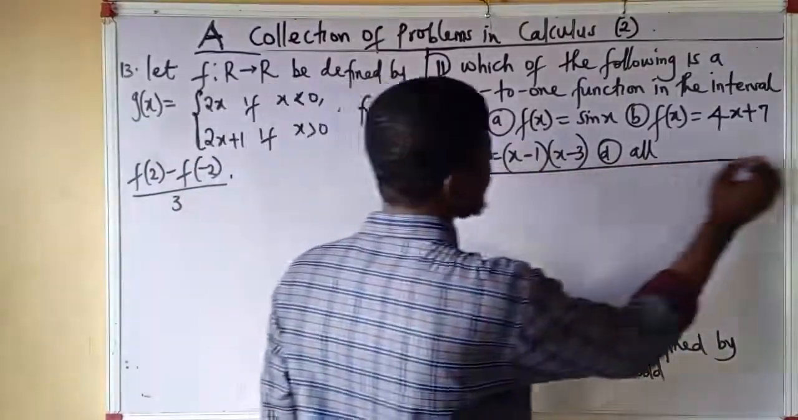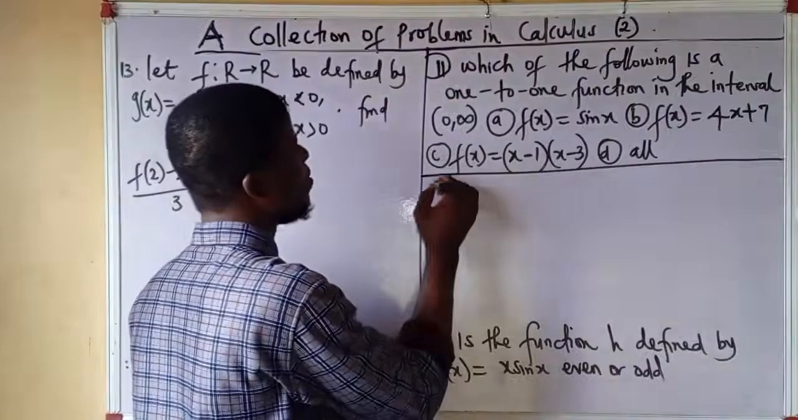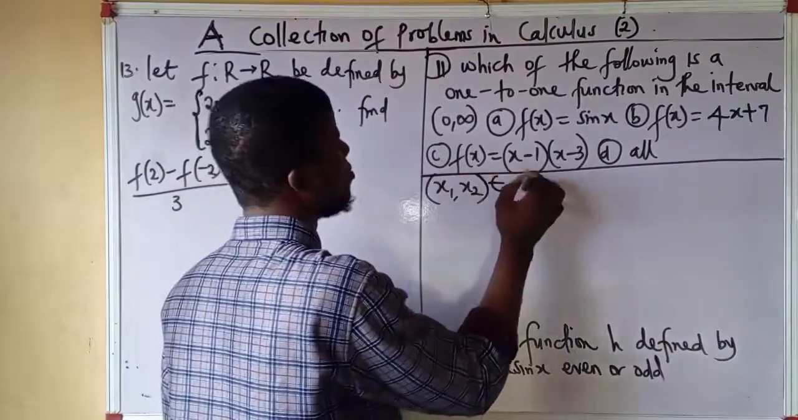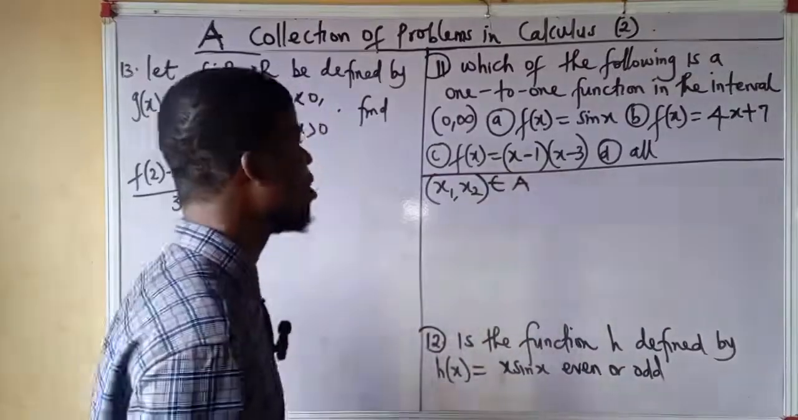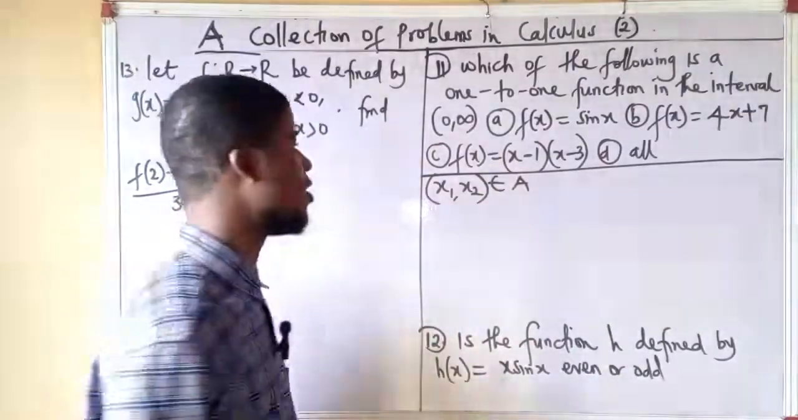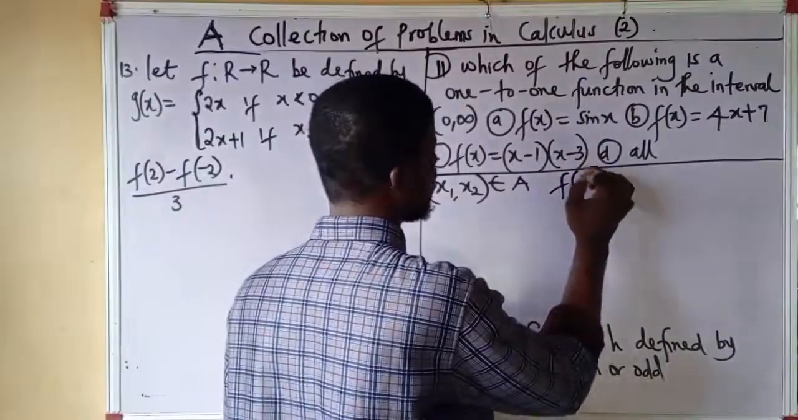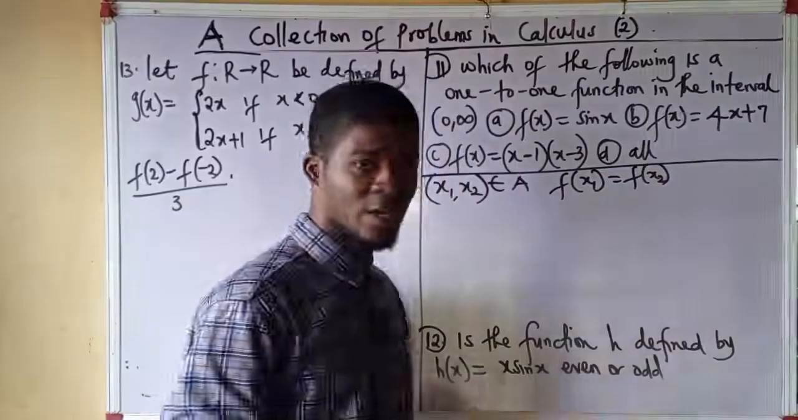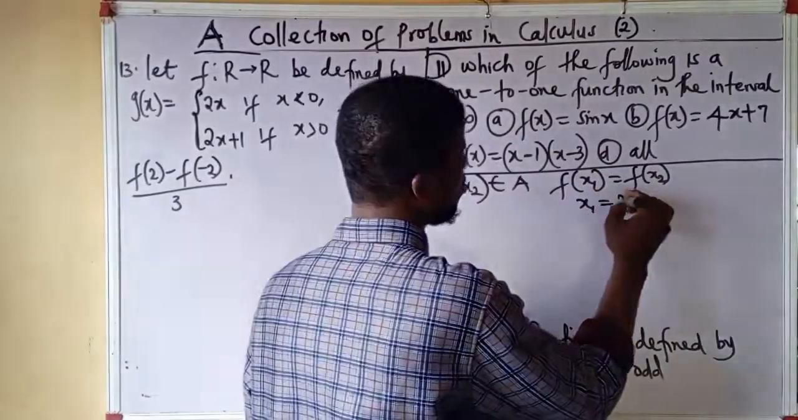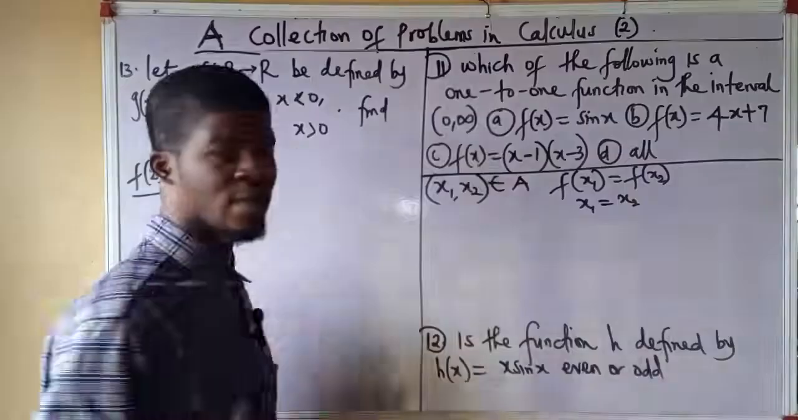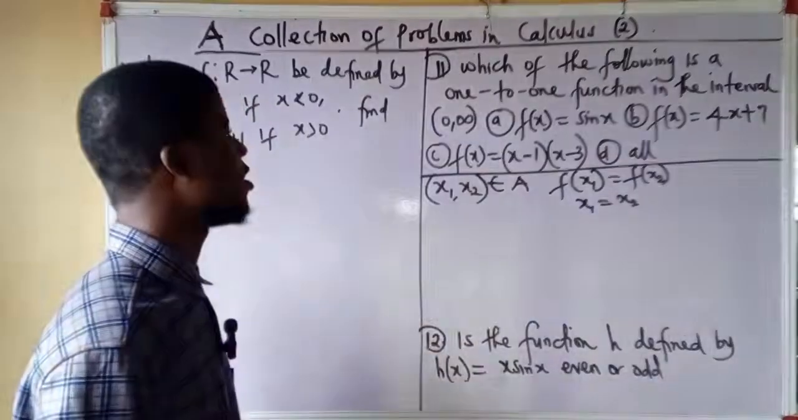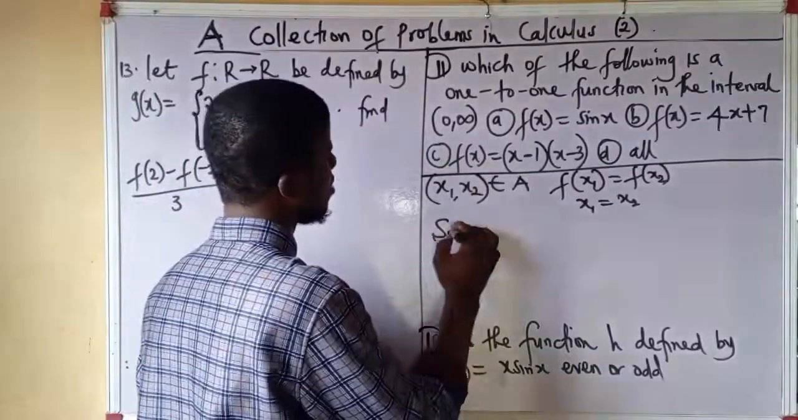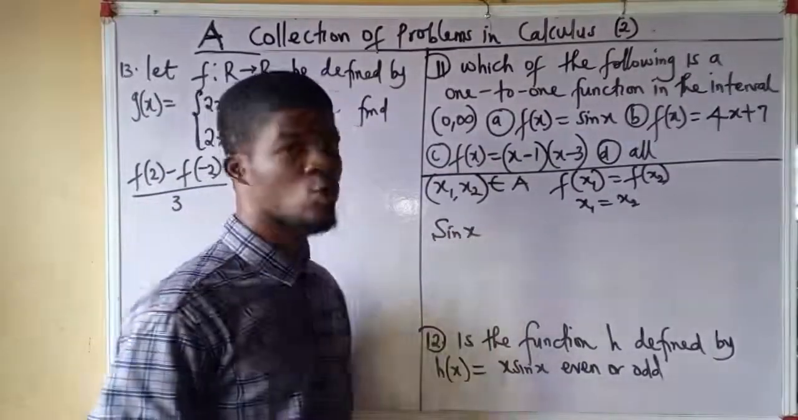We said that if we have two numbers, x1, x2, which are members of the domain A, for example, the function is injective in this interval if f of x1 is equal to f of x2, and by implication, x1 equals x2. That is the idea. So let us check. Let's start with the first option, which is sine x. Sine x is not one-to-one.